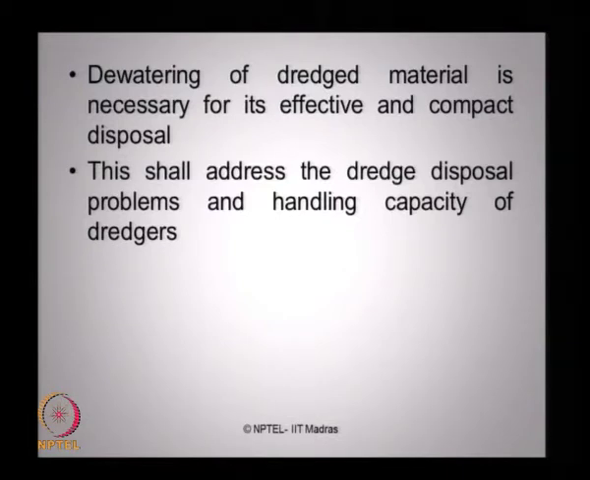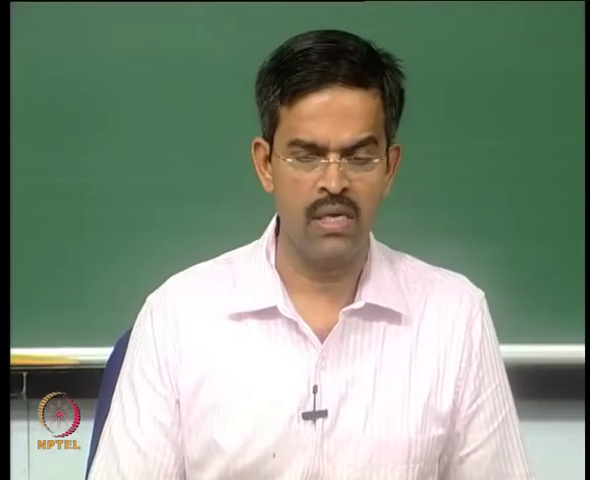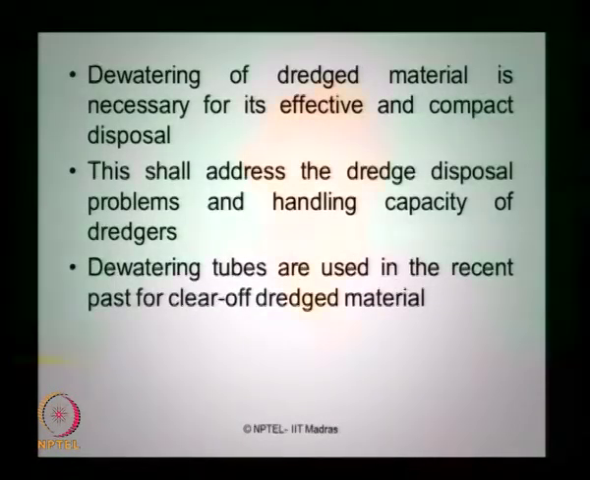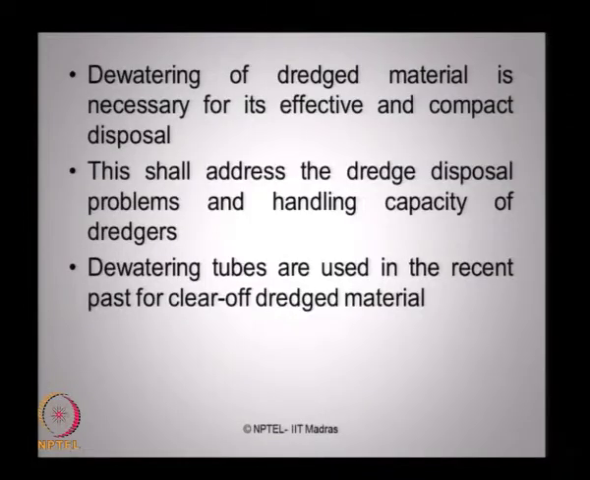This shall address two problems: one, the dredge disposal problem; secondly, the handling capacity of the dredges. Because if the volume of dredge sludge is very high and accumulative, you need to have large capacity dredges which are to be hired on the site. So, if you are able to dewater the dredge sludge and make it compact, then the dredge disposal problem can be addressed in a very effective manner, as well as the handling capacity of the dredges can also be relatively reduced. Therefore, it is interesting that in the recent past one can see dewatering tubes have been used for clearing off the dredged material.